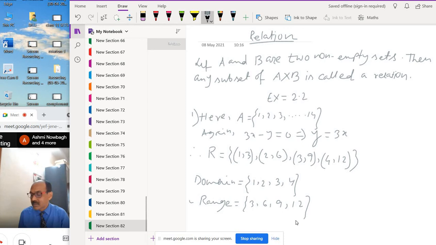And codomain. Codomain means all the elements of the given set, that is A. 1 to 14 is the codomain, all elements. So codomain equals 1, 2, 3, up to 14.